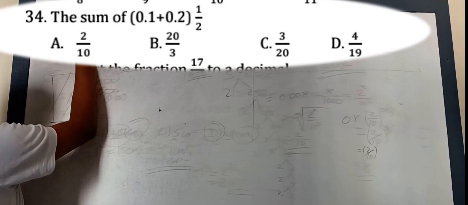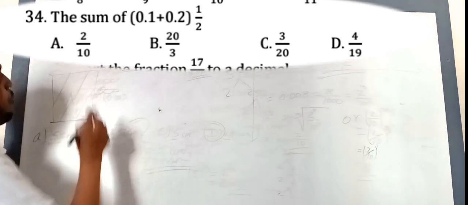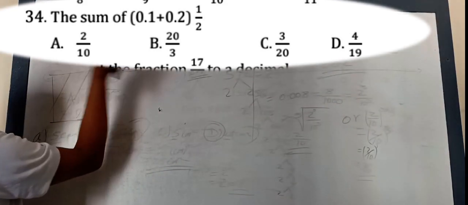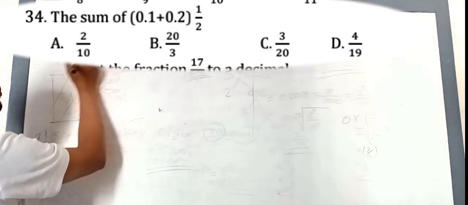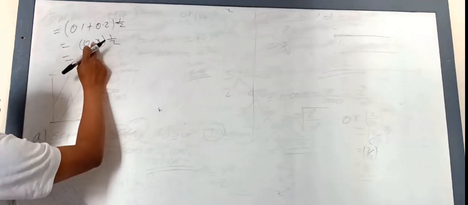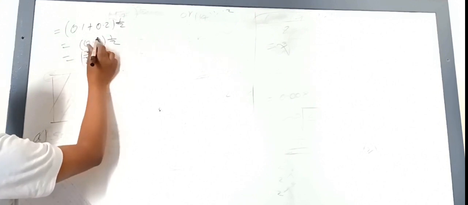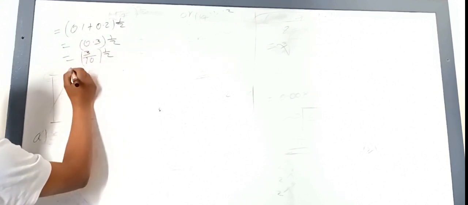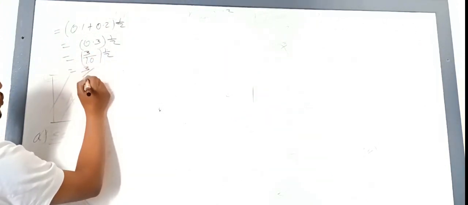How to add 0.1 plus 0.2 times 1 over 2, which is equal to 0.3 times 1 over 2, which is equal to, 0.3 means 3 over 10 times 1 over 2. Why? When I take out this, I will divide by 10. So 3 times 1 is 3 over 10 times 2, 20. So it will be 3 over 20. Okay.